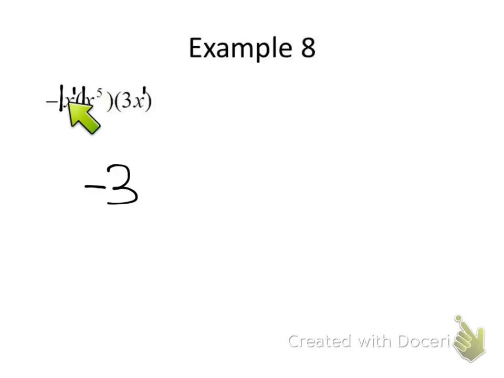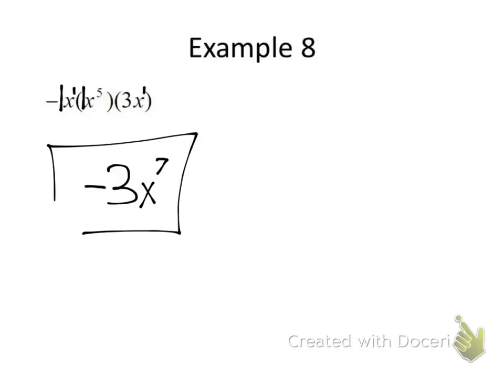Here I have x to the first times x to the fifth times x to the first. I have 1x here, 5 of them here, 1 of them here, all being multiplied. That gives me x to the 7. You add those exponents. Good. 1 plus 5 plus 1 is 7.